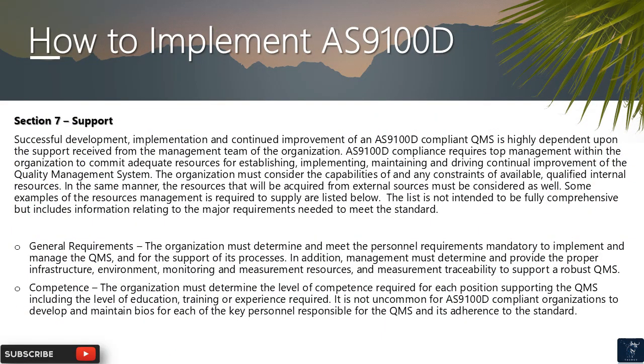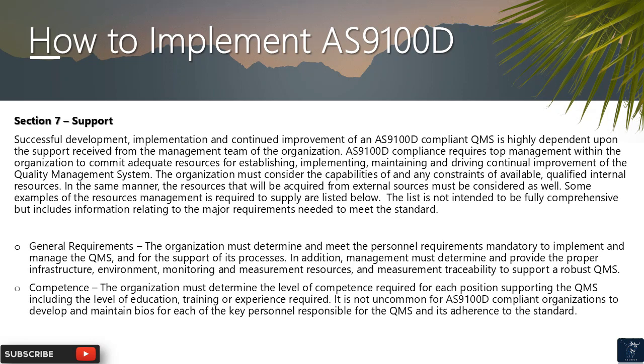Section 7, Support. Successful development, implementation, and continued improvement of an AS9100 compliant QMS is highly dependent upon the support received from the management team of the organization. AS9100 compliance requires top management within the organization to commit adequate resources for establishing, implementing, maintaining and driving continual improvement of the quality management system.